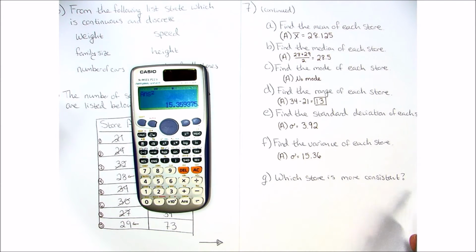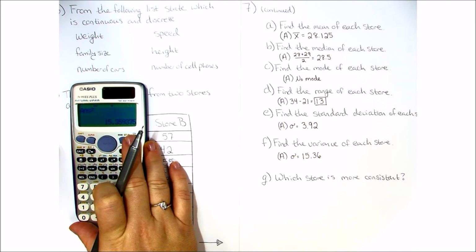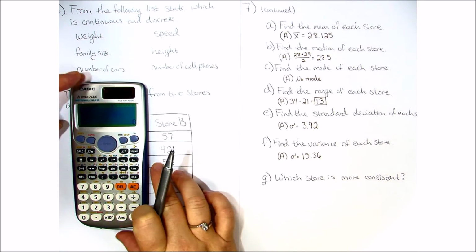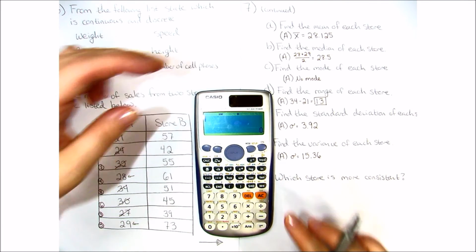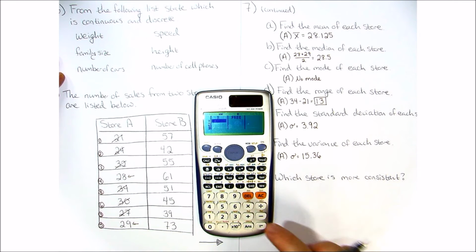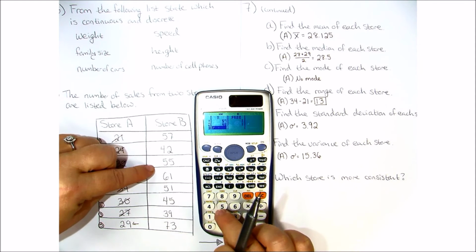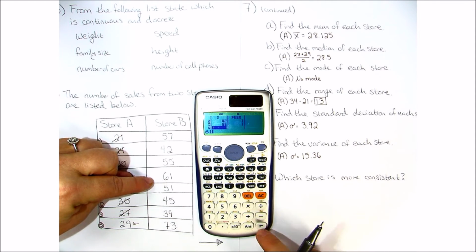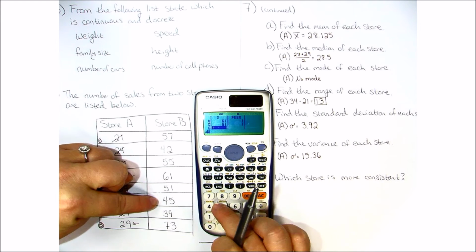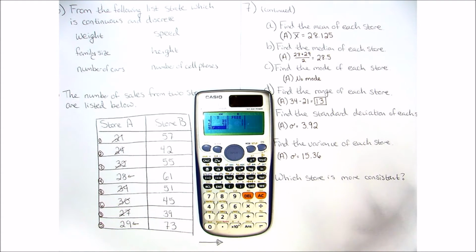Okay, so that's everything for store A. Now G says which store is more consistent, and we can't find this out until we do all the calculations for store B. So let's go ahead and do that. We've got store B. Now, unfortunately, we need to put in some new data. So let's go ahead and do that. Shift 1, 2, and delete out all of my data. And I'm going to put in the new ones: 57, 42, 55, 61, 51, 45, 39, and 73. Should be 8 numbers, so we're good.